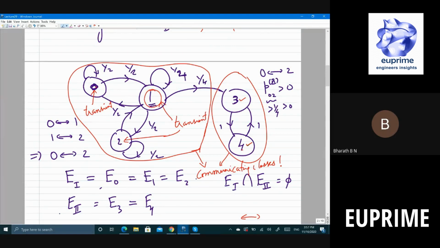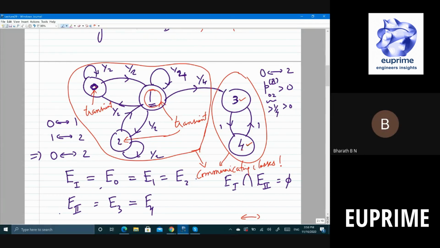3 steps. 4 steps is 1 by 2 power 4. So n steps is 2 power. So the period is... it's a periodic state, right? It's aperiodic because the GCD is one by definition. So you cannot say that the GCD is infinity. The GCD is one.